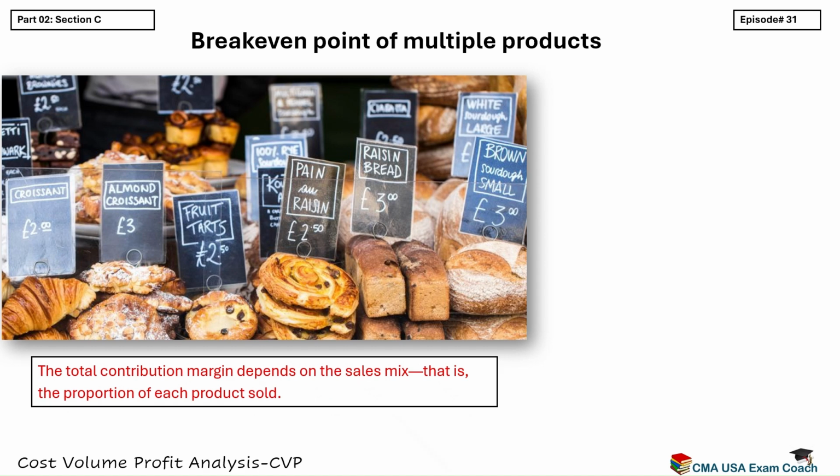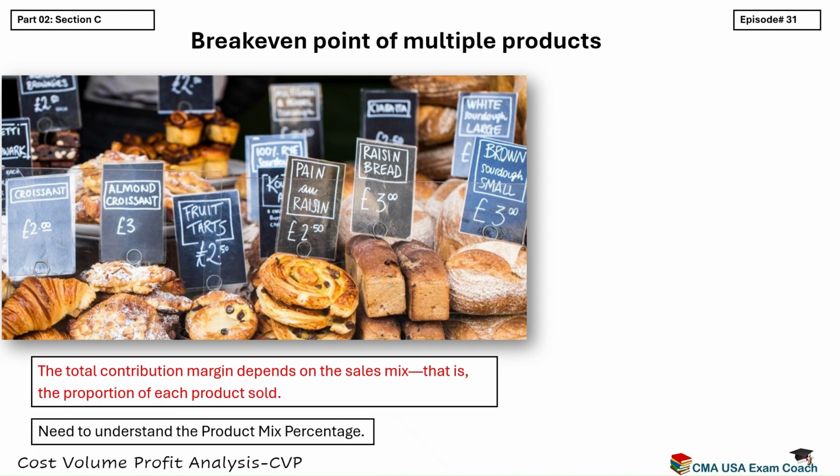To handle this, we use the composite break-even approach. This method assumes a constant sales mix, which means we assume that products are sold in a fixed ratio. Then we calculate the weighted average contribution margin per unit, based on that sales mix. This allows us to apply the break-even formula in a way that reflects the combined performance of all products together.